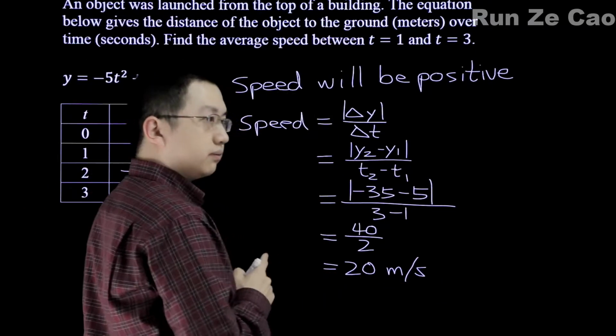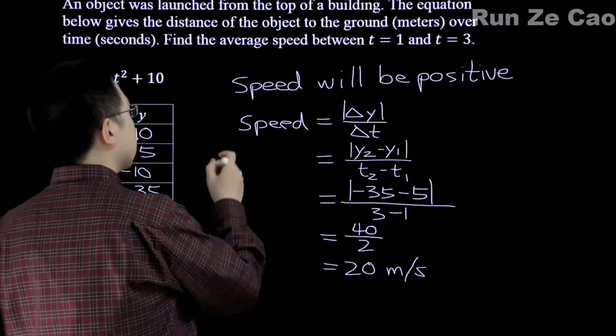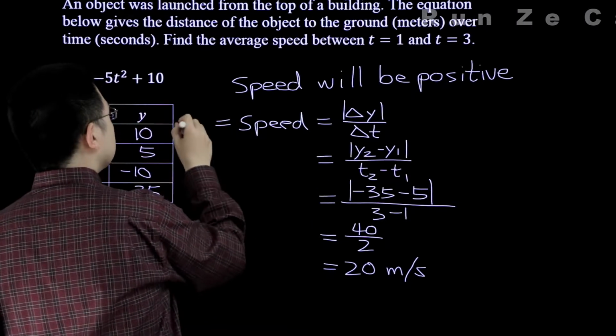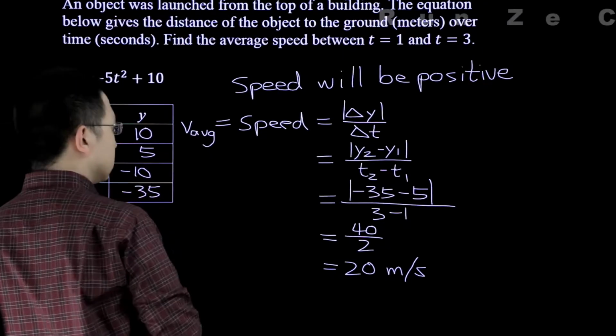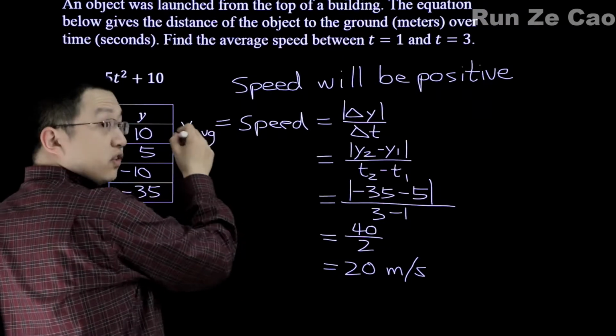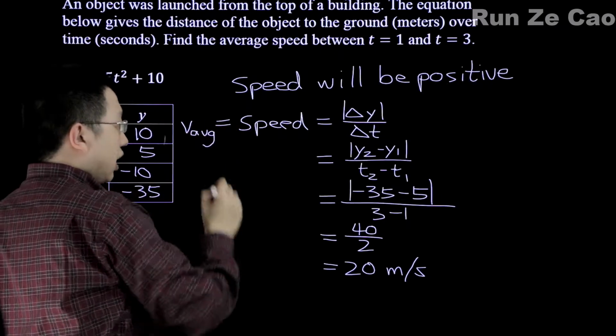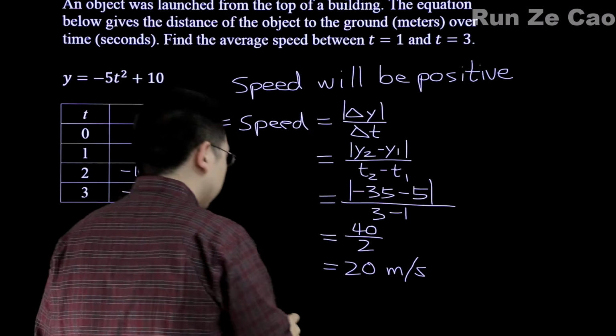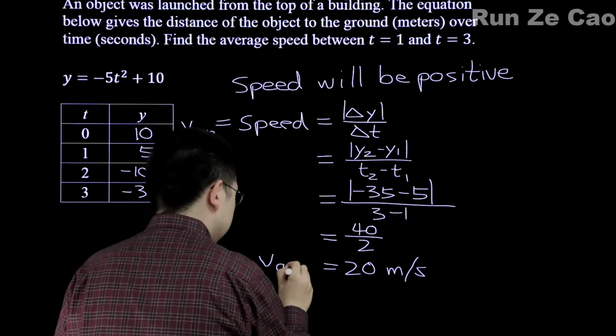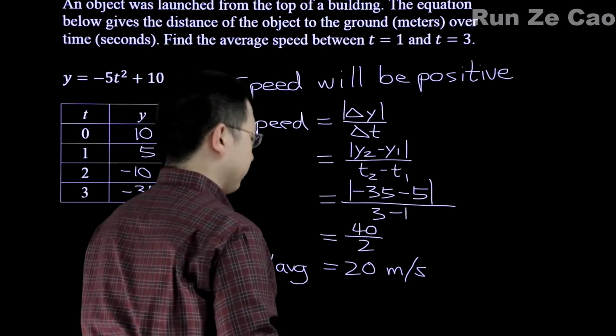Now please note that the actual symbol here should be v average. If this was velocity, we'd have an arrow on top to denote that it is a vector. But this isn't. So what we're looking for is just not vector speed.